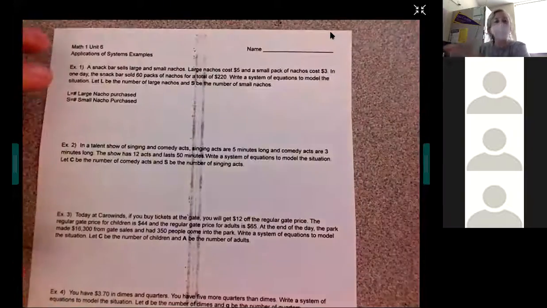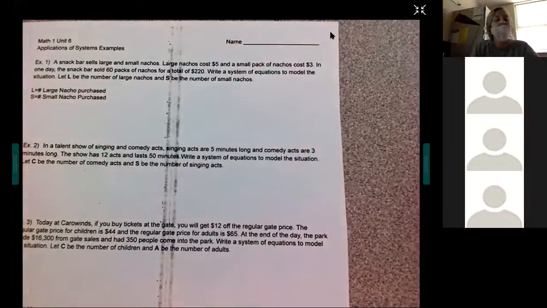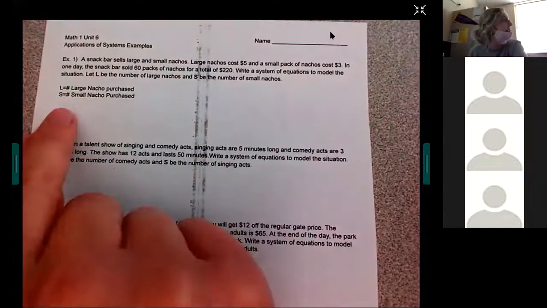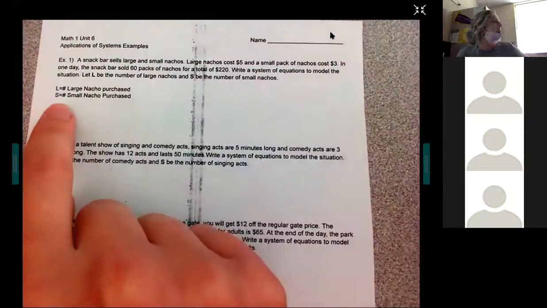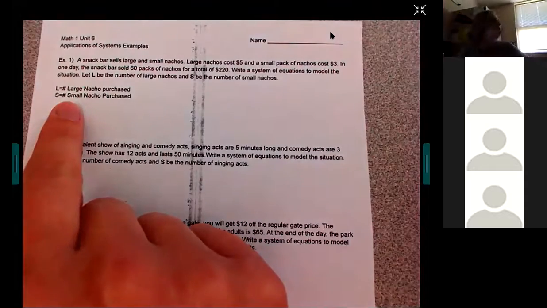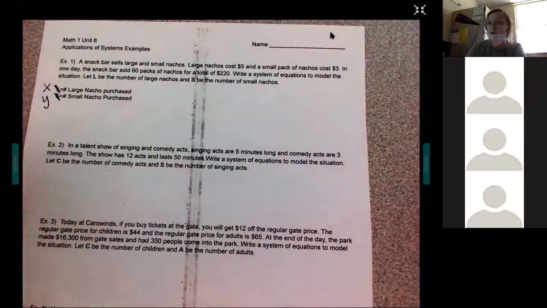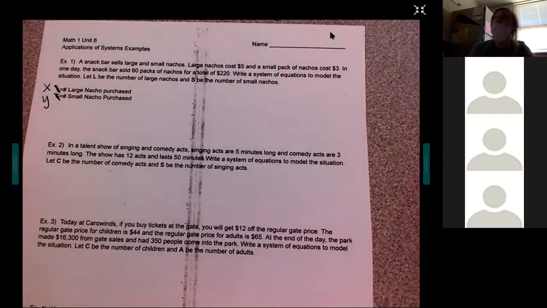All right, so everybody look, we're going to do example 1 together. The only difference with some of these, do you see how it tells us to use L and S? Can you put L's and S's in the Desmos? No, X and Y. I need y'all to change those to X and Y because you can't put other letters into Desmos except for X and Y. So we're going to use X for large and Y for small.